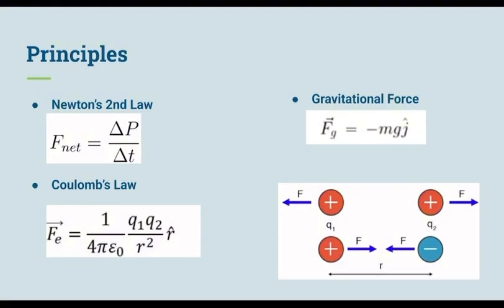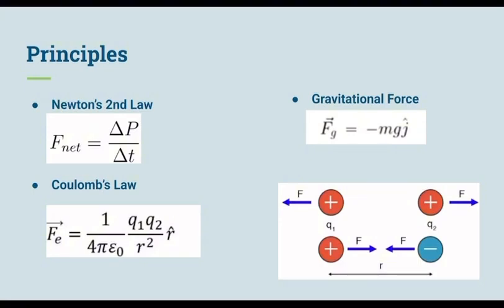In addition, Coulomb's law gives us the electric force between two charges, which can be attracted or repulsed. As seen in the diagram, like charges repulse while opposite charges attract. The formula is 1 over 4 pi epsilon 0, which is Coulomb's constant, multiplied by the particle charges over the distance r squared and the unit vector r hat.